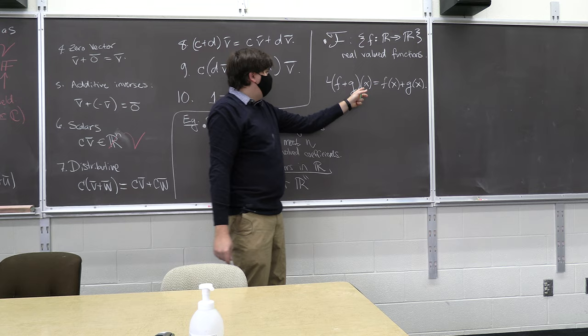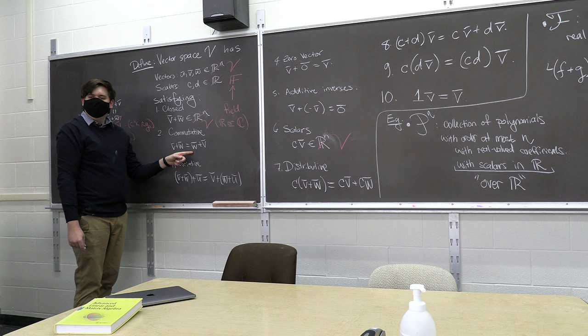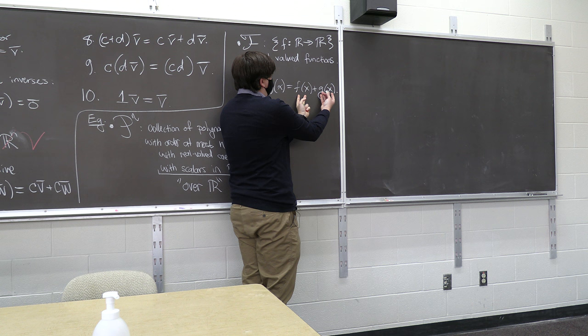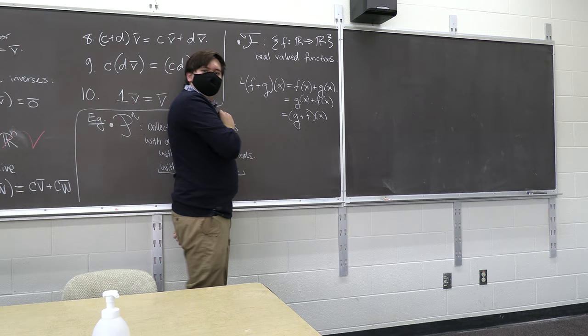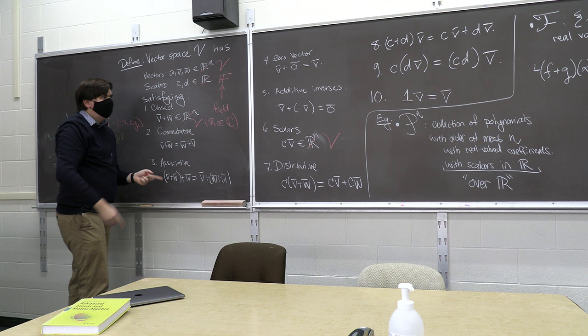So we can just define it based upon what it does on each element, on each X. So let's think. It seems like that gives you another real valued function. Is it commutative? Yes. Why? Good. This f of x and this g of x are real valued things, so these are real numbers. And so this is the same as g of x plus f of x, which is the same as g plus f of x. So it's commutative. Associative? Yes. Exact same argument. The real numbers are associative, so these will be too.